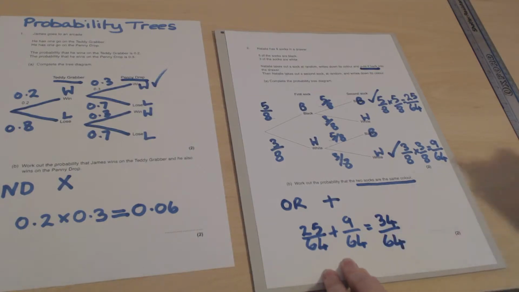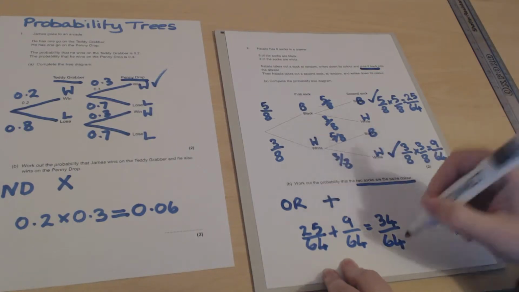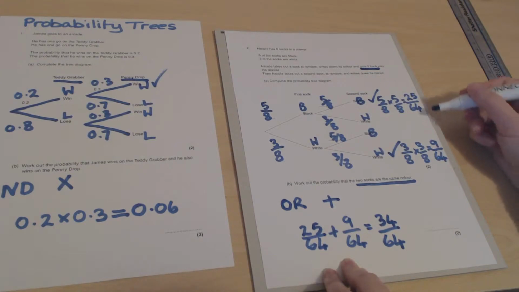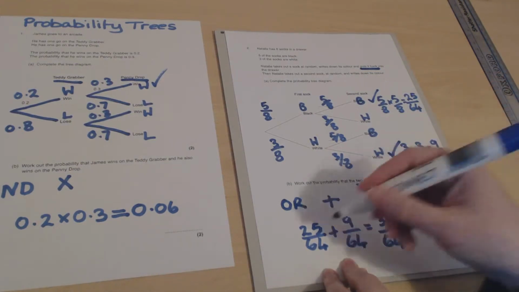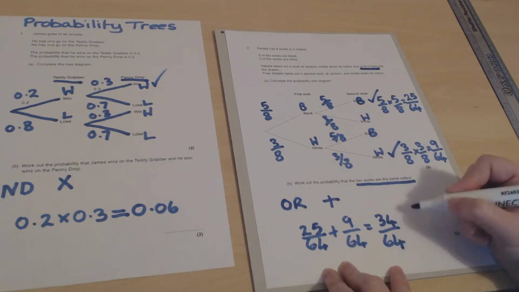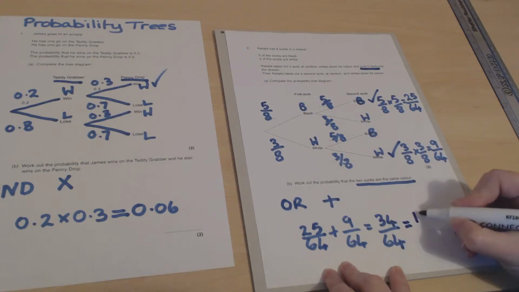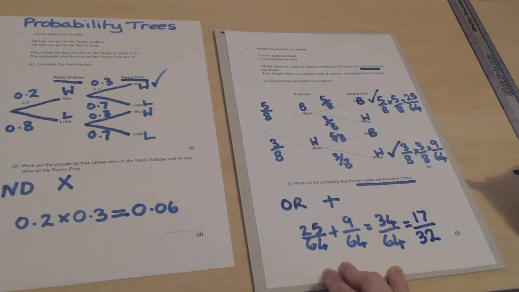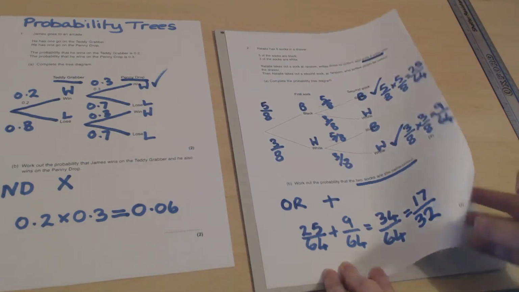Now don't simplify until you get to this end point. If you do it earlier, we couldn't really do it anyway here, but if we do it earlier, we won't have the same thing on the bottom and they won't add together nicely. But here they're both even, so we're going to divide by 2. So that's 17/32. That's as simple as it can get there.